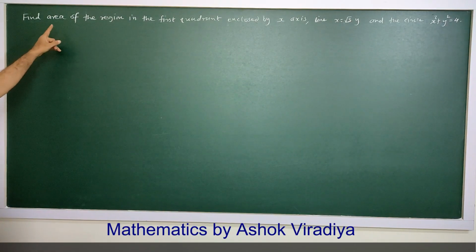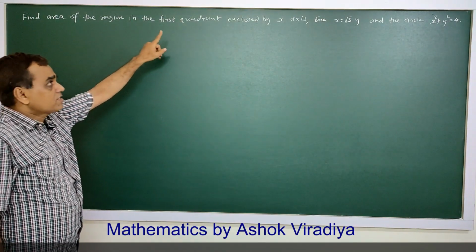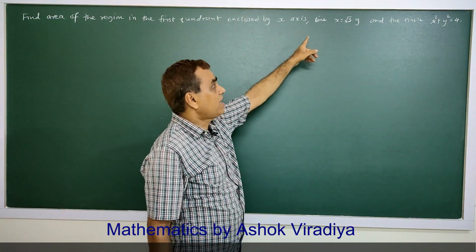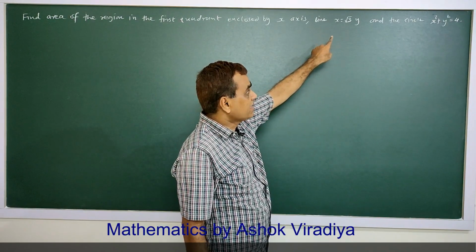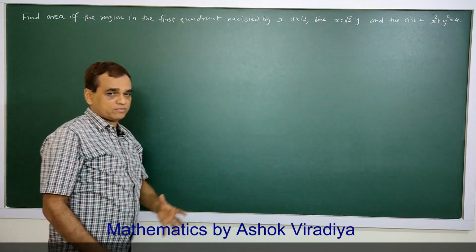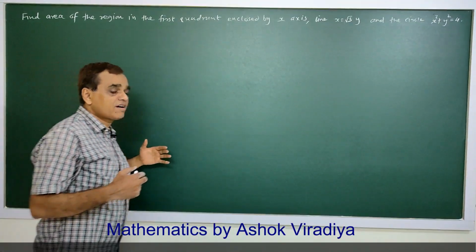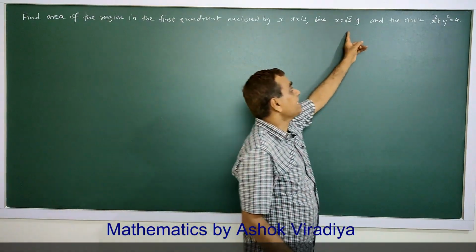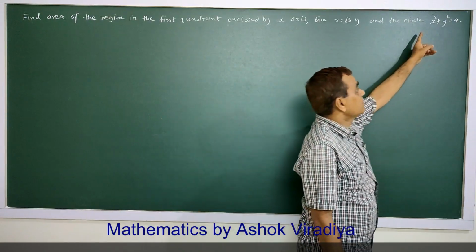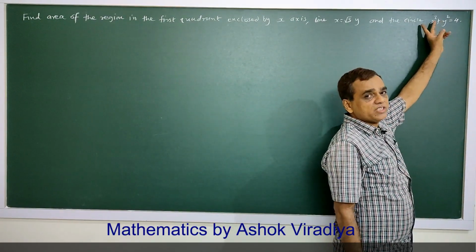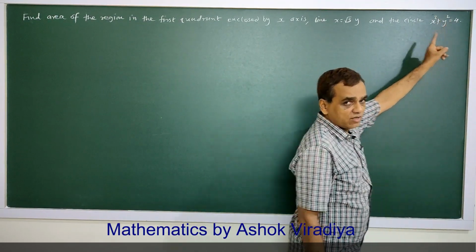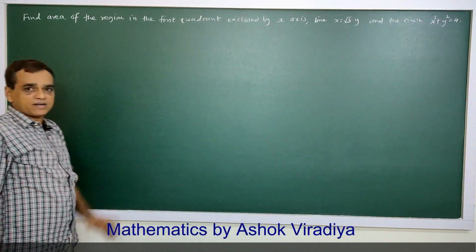Now find the area of the region in the first quadrant enclosed by the x-axis, the line x equal to root 3y, and the circle x square plus y square equal to 4. So here we are finding the area bounded by a line and a circle. See, this circle is centered at origin and its radius is 2. So first of all, we take a diagram for that circle.